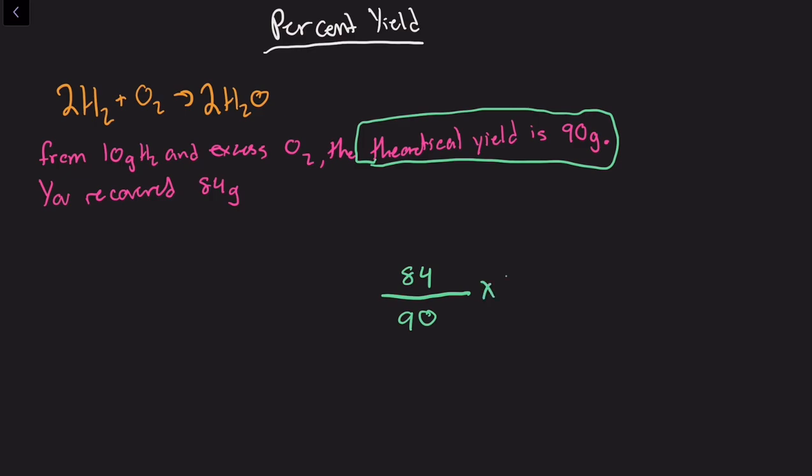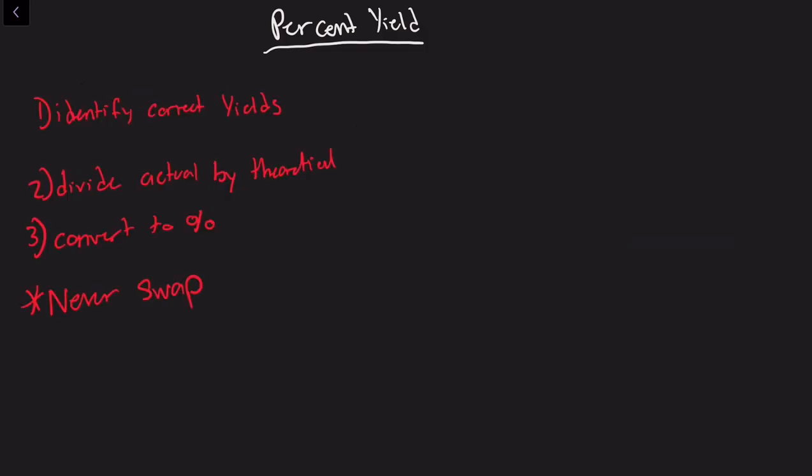We're going to times this by 100%, and our final answer will be 93.3% as our yield. So to recap, you want to first identify what your actual and theoretical yield are. To do this, you may have to do stoichiometry, and you may have to find how much you actually made and how much you could have possibly made.